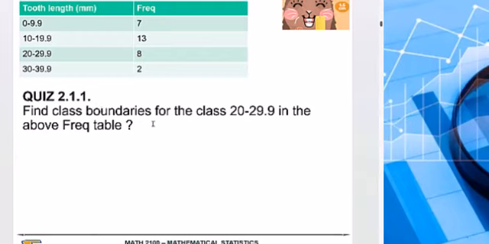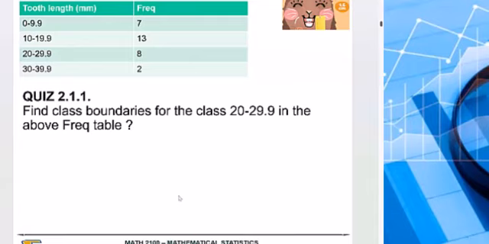Here is a quiz, so think about it a little bit. We have the tooth length data. Find the class boundaries for the class 20 to 29.9 in the frequency table. So how can we work on this question?